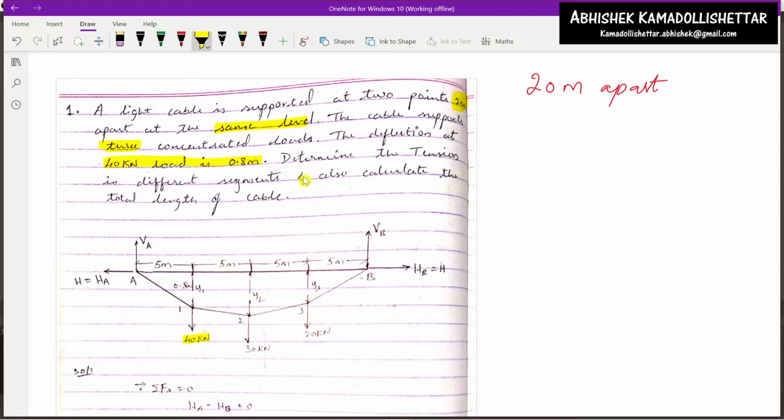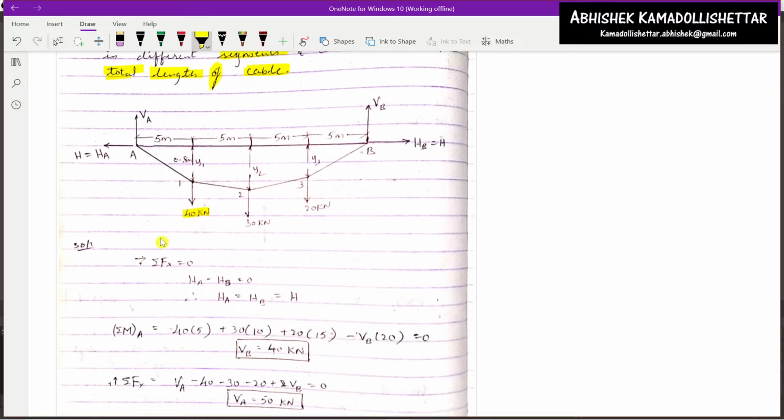Determine the tension in the different segments and also calculate the total length of the cable. So fine guys, the diagram will not actually be given. You should analyze the question and then draw the diagram.